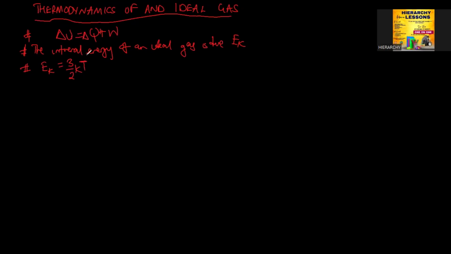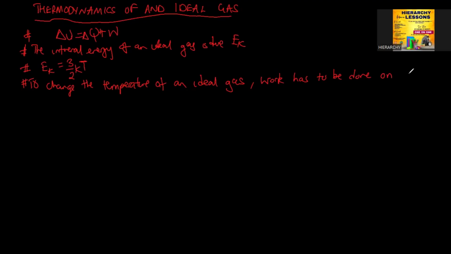thermodynamic temperature. So to change the temperature of an ideal gas, either the gas has to do work, or we have to do work on the gas. Work has to be done on or by the gas.